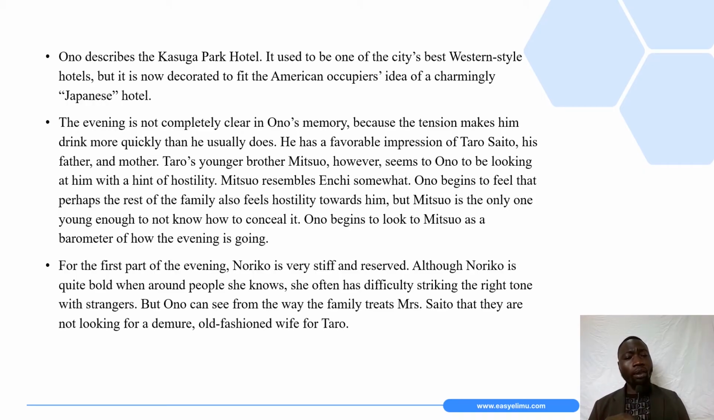So for the first part of the evening, Noriko is very stiff and reserved. Although Noriko is quite bold when around people she knows, she often has some difficulty striking the right tone with strangers. But Ono can see from the way the family treats Mrs. Saito that they are not looking for a demure, old-fashioned wife for Taro.